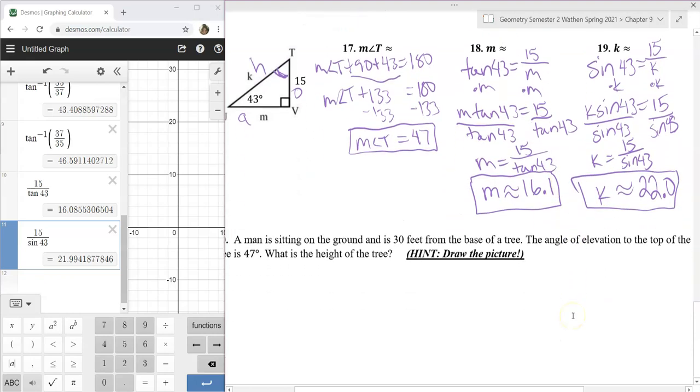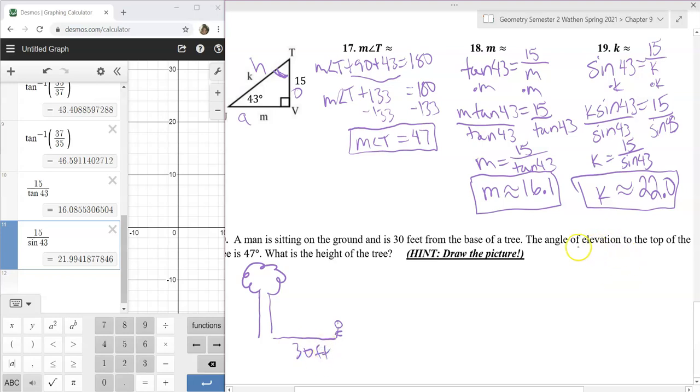In our last question, it says, a man is sitting on the ground and is 30 feet from the base of a tree. All right, so let's draw it. So here's our tree, and here's our dude. He's sitting on the ground. I don't know if that looks like he's sitting or not, but he's supposed to be sitting. And he's 30 feet from the base of the tree.